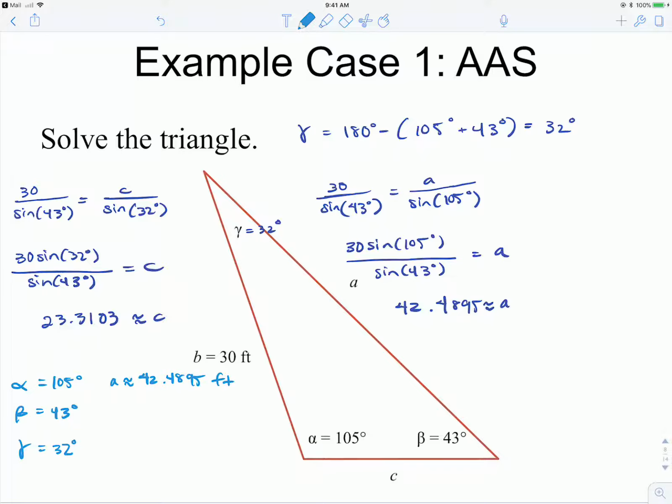Oh, and the sides are in feet. Okay, so you can summarize like that. That'll just make it a little bit easier for me to follow your work.